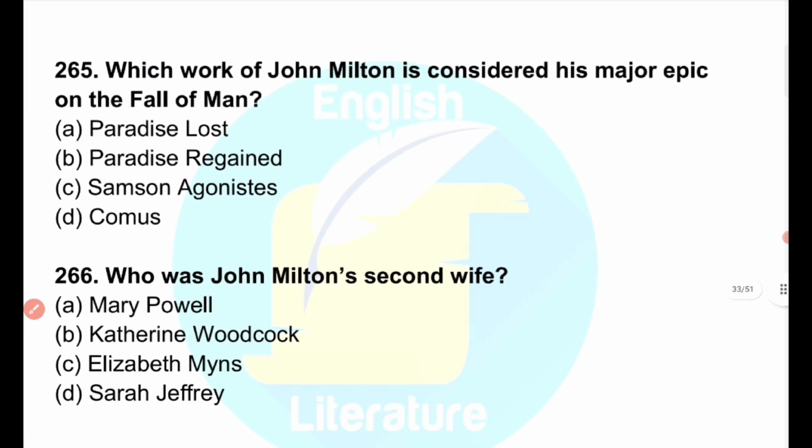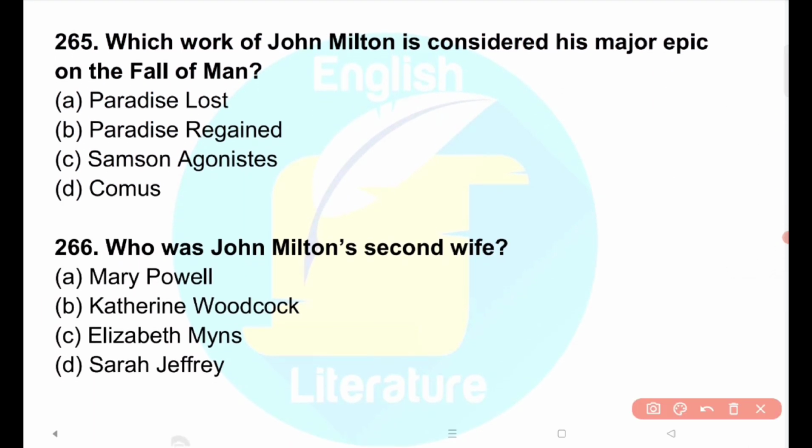Which work was John Milton's? It's considered his major epic on the fall of man. Option A, Paradise Lost.